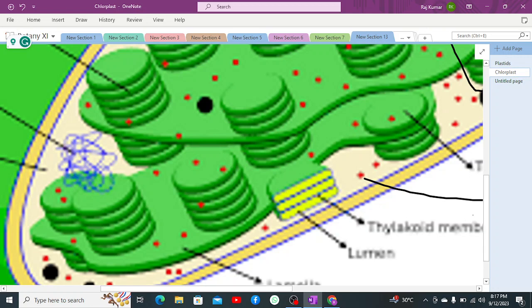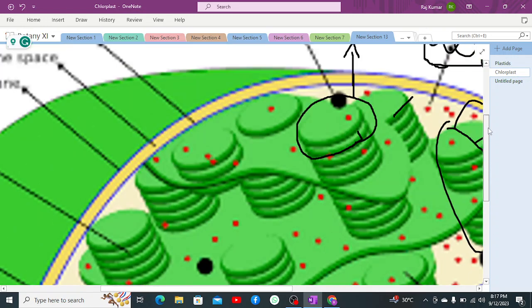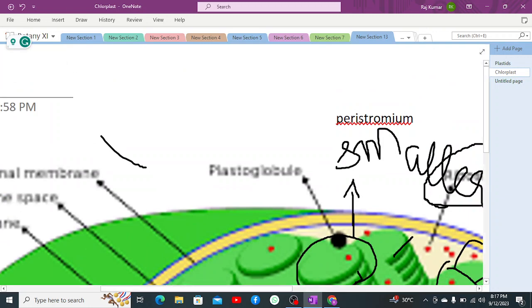Apart from which, we are having, all right. So apart from this diagram, the peristromium is in actual peripheral to the stroma. It is peripheral to the stroma.